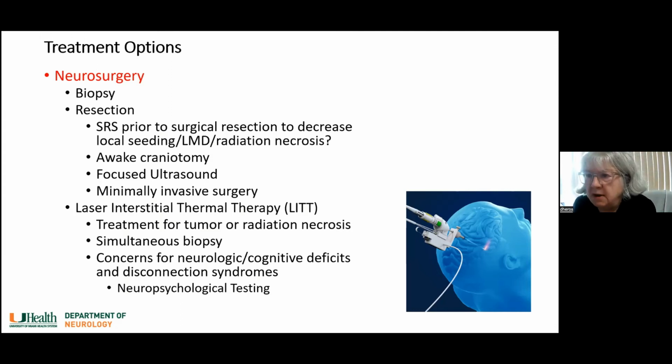Resection, there's increased interest in considering stereotactic radiosurgery prior to surgical resection, with the idea of possibly decreasing the risk for local seeding at the time of resection, the development of possibly leptomeningeal disease or even radiation necrosis. And there are now a few studies around the country looking into using SRS prior to surgical resection.